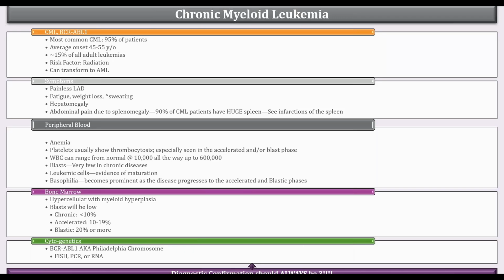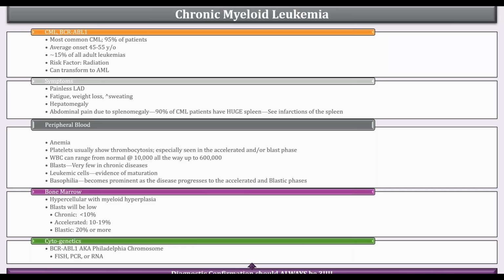Fatigue, weight loss, increased sweating, hepatomegaly, abdominal pain due to splenomegaly. So 90% of CML patients do have a huge spleen. Common to see infarcts here as well due to the disease process. So in the peripheral blood, platelets usually show thrombocytosis. This is especially seen in the accelerated or the blast phase, but can also be seen in the chronic phase.